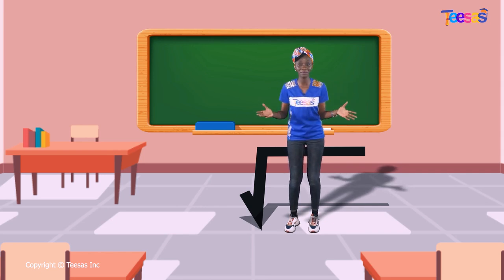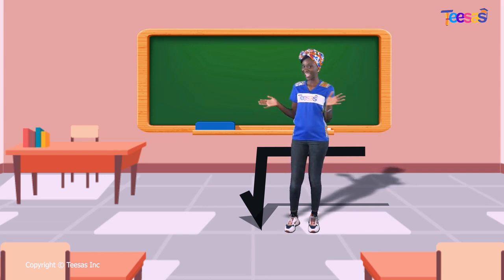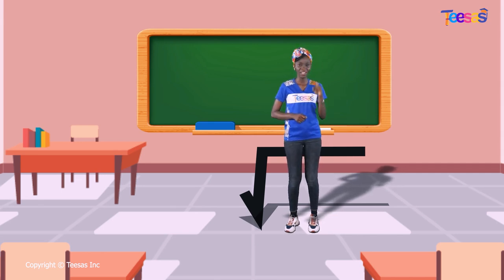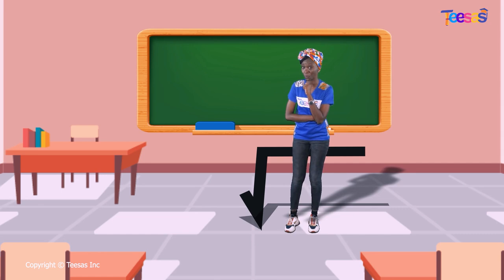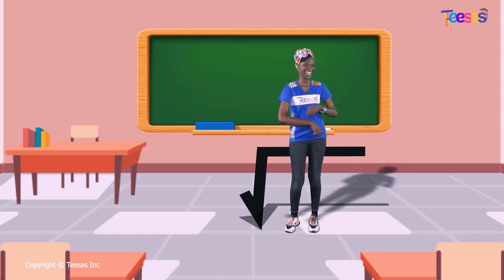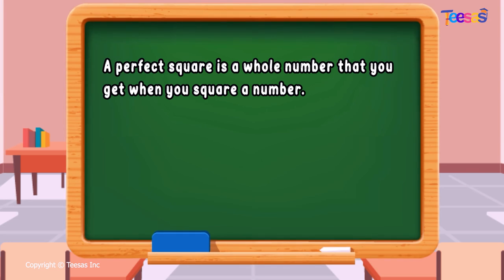The square roots of numbers are easy to find, especially for numbers that are perfect squares. Do you remember what a perfect square is from our previous video? A perfect square is a whole number that you get when you square a number. Let's see some examples, shall we?